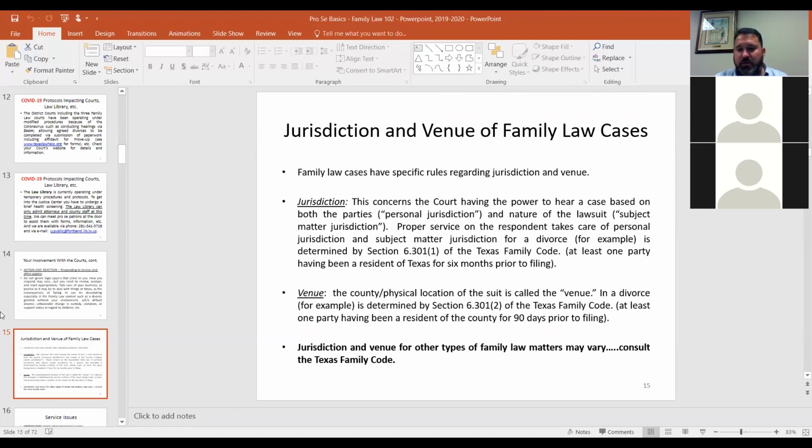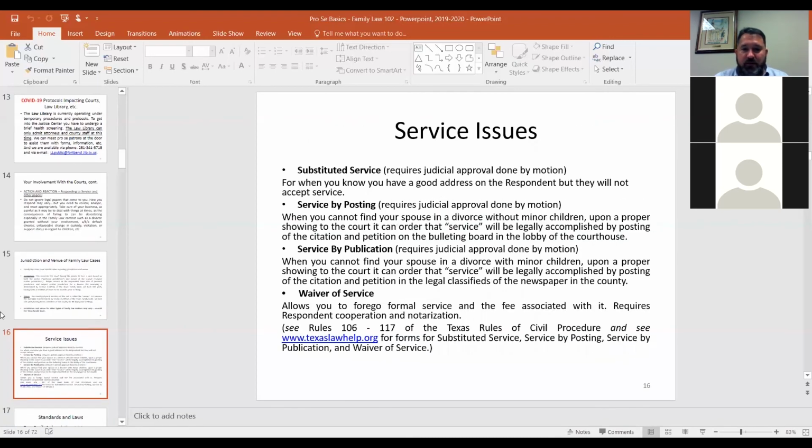Obviously, there are venue issues related to other types of family law cases and so forth, things involving children and such. And those things are contained in the family code, and we have the family code here at the law library in many forms. Service, like I said, getting someone in suit is a key issue.